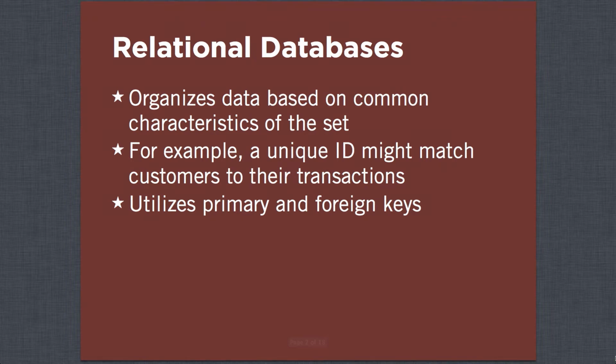Relational databases organize data based on common characteristics of the set. We break our data into tables that have common elements to them. For example, a unique ID might match customers to their transactions. All the transactions would be in one table, all our customers would be in the other, and every transaction would have a customer ID that would relate back to our customer table. These utilize primary and foreign keys to do that job.